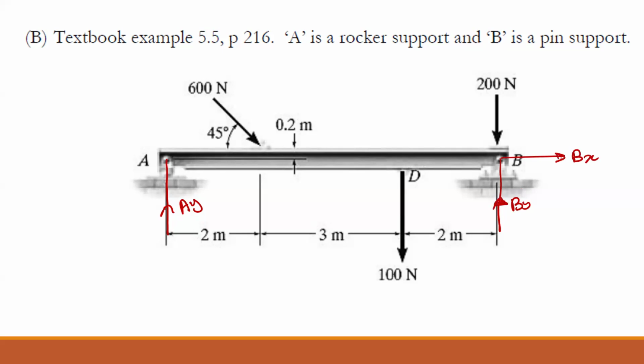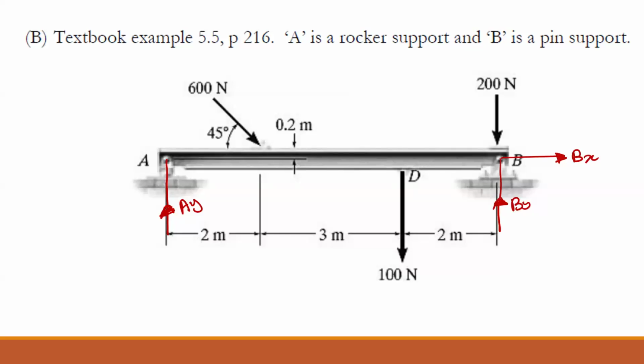You can assume support reactions are upward or downward. Normally, we consider upward and towards positive X. If it is wrong, we get a negative answer. So this is our free body diagram. Are you all okay with the free body diagram? Yeah, I'm all right, thanks. Okay. Now what is the next part?